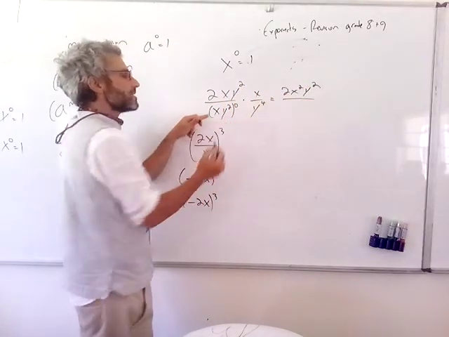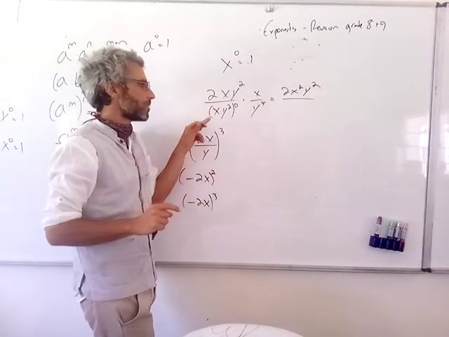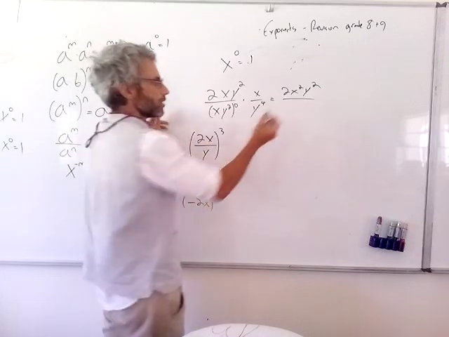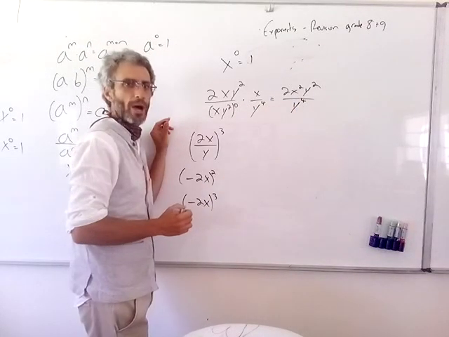Now, what is xy squared, all that to the power 0? How much is that? 1. So I don't even need to write it, because I just times it by y to the power 4. You don't need to times it by 1.